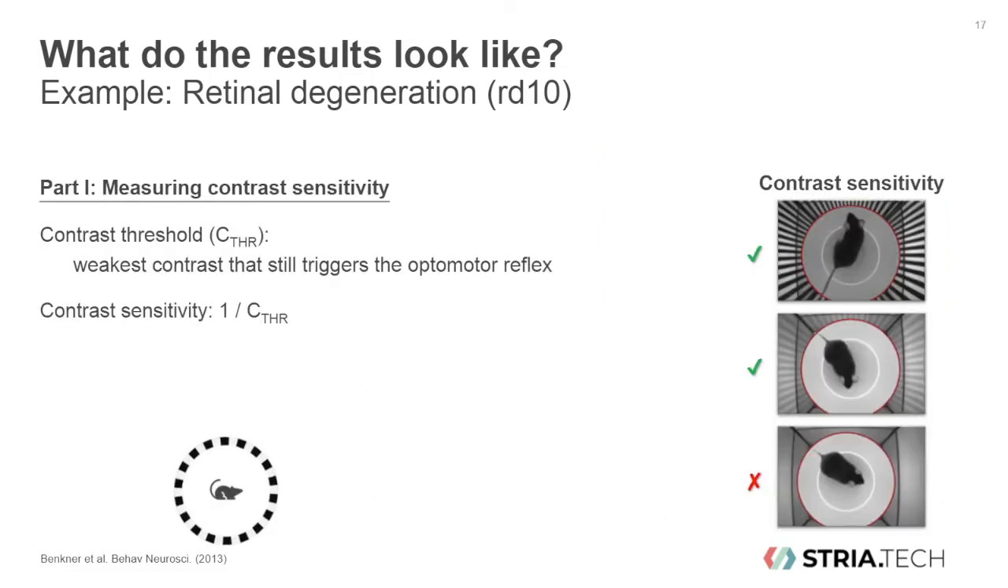How does the data look like when one measures contrast sensitivity? First, some definitions. The so-called contrast threshold is the weakest contrast that still triggers the optomotor reflex, as illustrated in the photos on the right. Contrast sensitivity is then defined as the inverse of the contrast threshold. Larger values of contrast sensitivity mean that the mouse can see better.